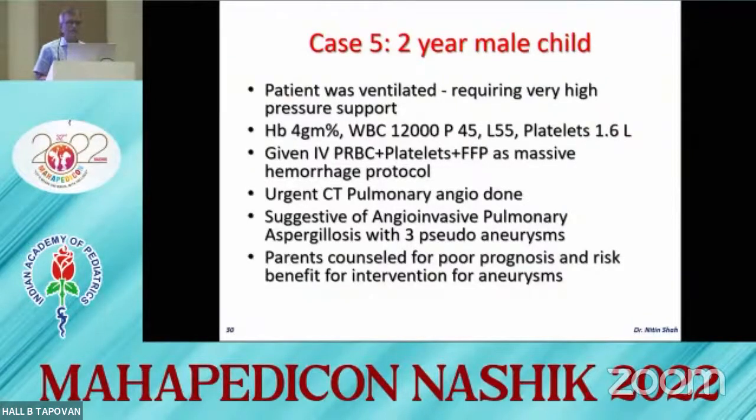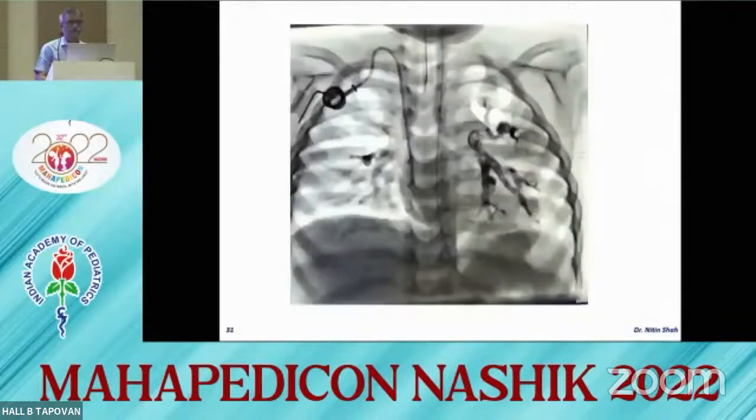So we counsel the parents that, see, this is AML M7, outcome without transplant is not good. He was so sick to start with, 2-time marrow. Now he's bled so much, he's being ventilated. He's going to take a long time. Do you want any further treatment? So they say, no, we want everything to be done. So the interventional radiologist goes in and puts glue in each of these 3 aneurysms.